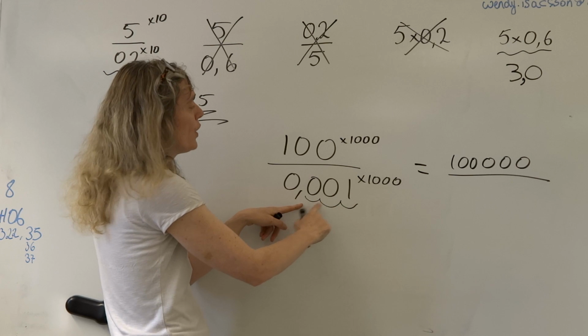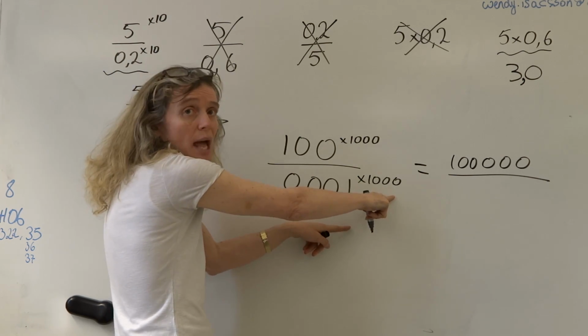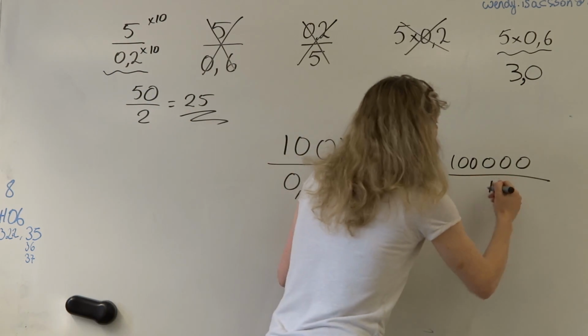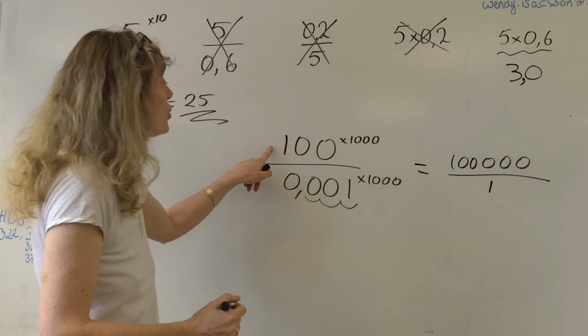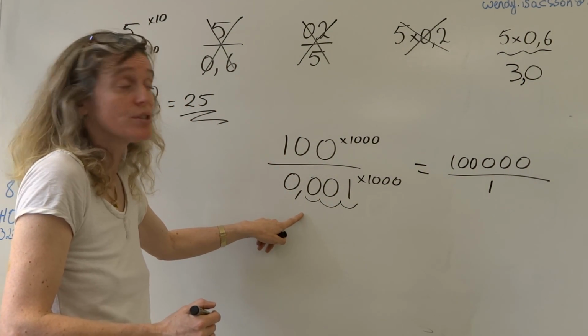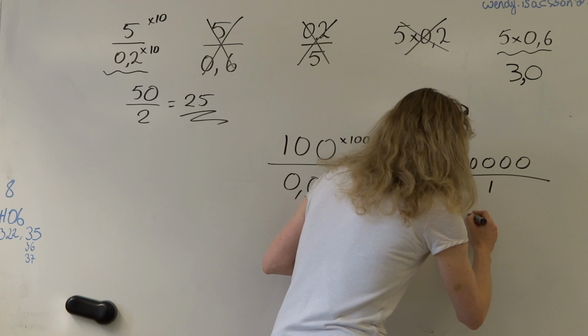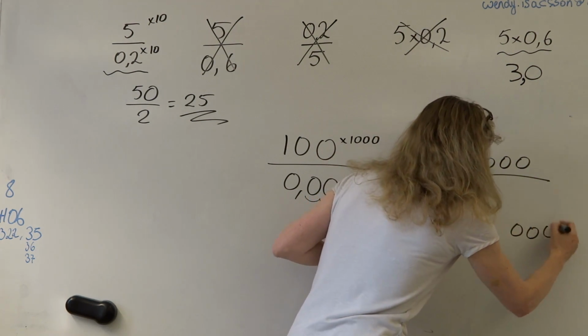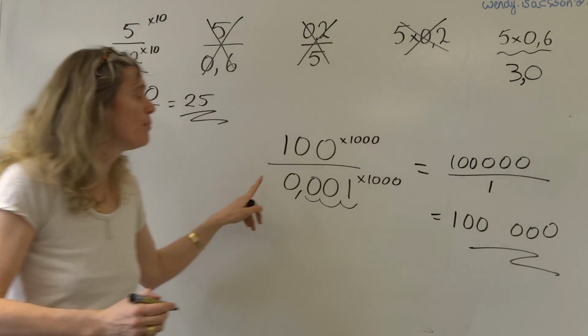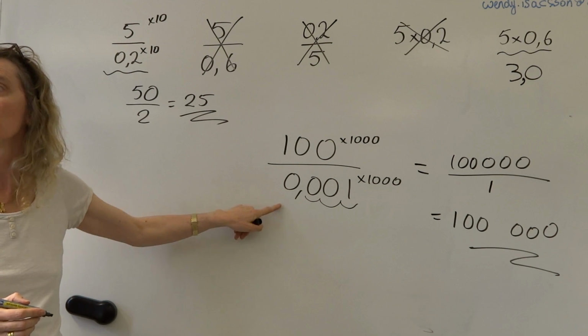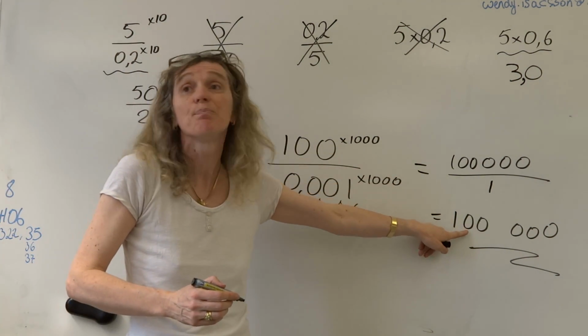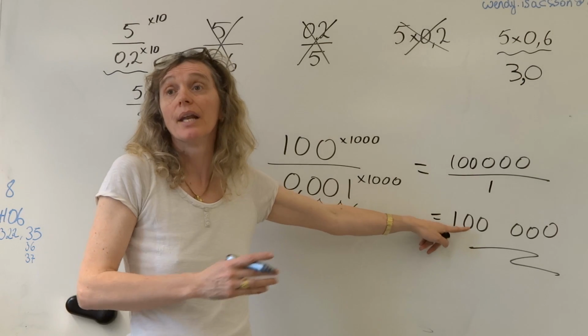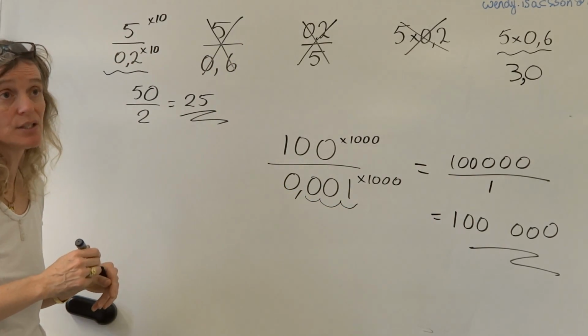0.001, 1/1000th multiplied by 1,000 gives us 1. So the answer to 100 divided by 0.001 is 100,000. As the number under the divide line gets smaller and smaller, the answer gets bigger and bigger. And understanding that concept in maths is really important.